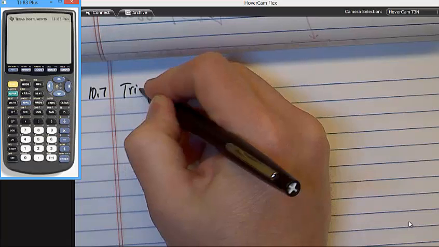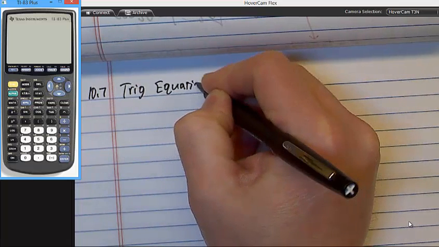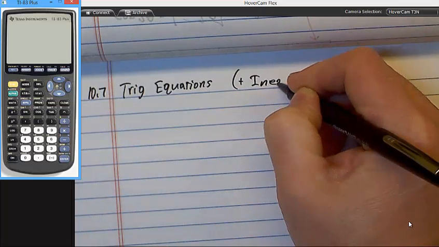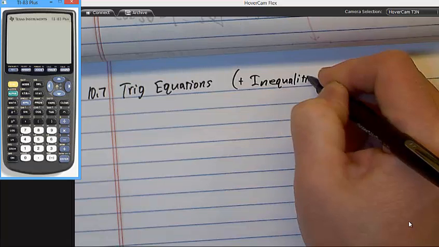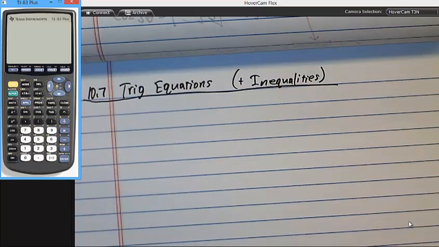So 10.7 is on trig equations, and inequalities. We're not going to do any inequalities today. I'll do some next time. I think equations is enough. You might remember from algebra class, solving inequalities is a lot like solving equations anyways. So I think we'll be okay here.